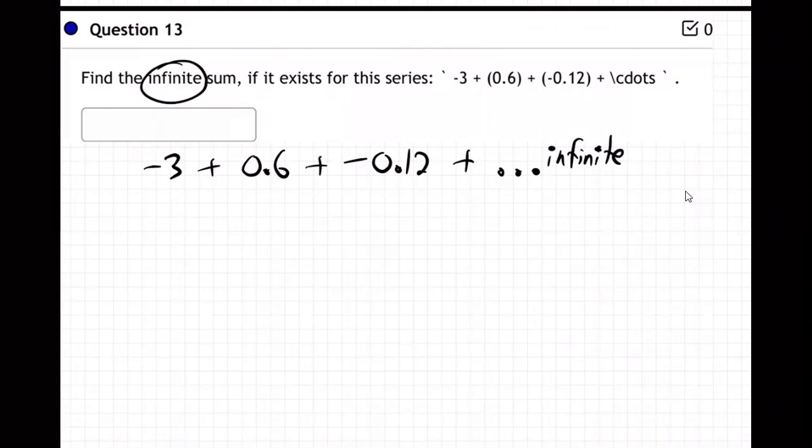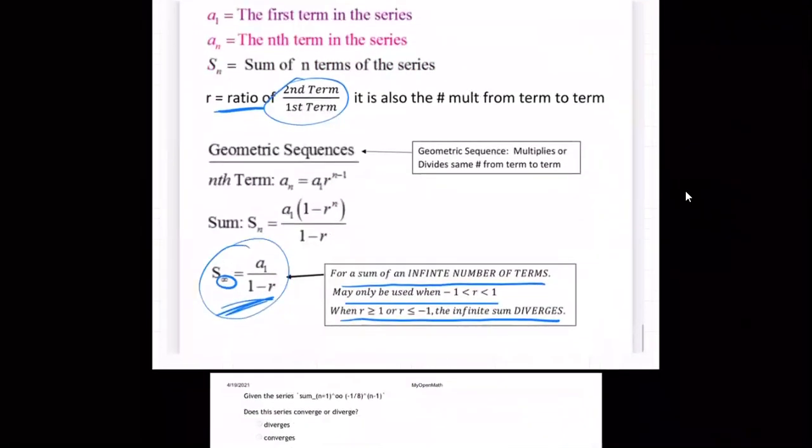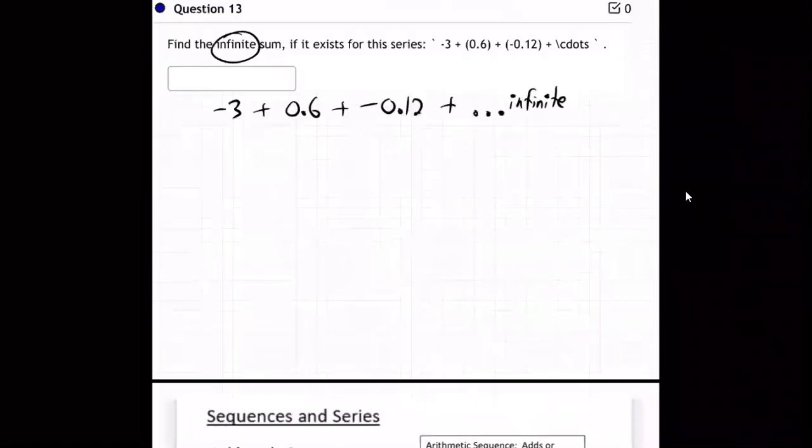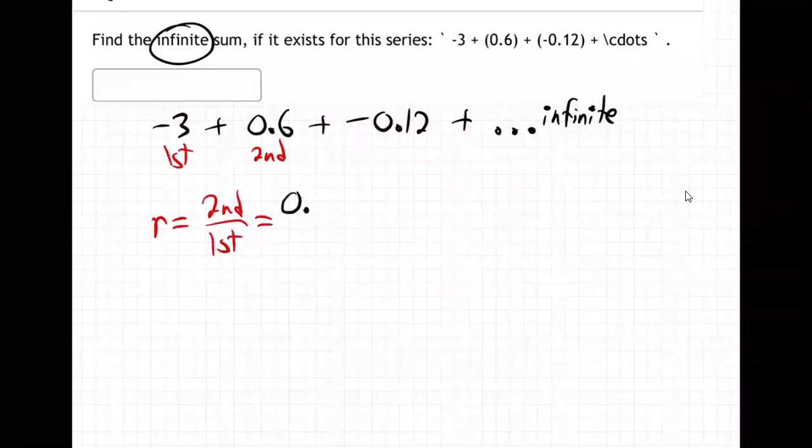Okay. So, well, first off, what's happening from term to term? What's going on? Well, we got to find the R, the ratio, which is second term over first term. So here's the second term. Here's the first term. So the R, the common ratio, is 0.6 divided by negative 3. You divide those on your calculator. We're getting negative 0.2.